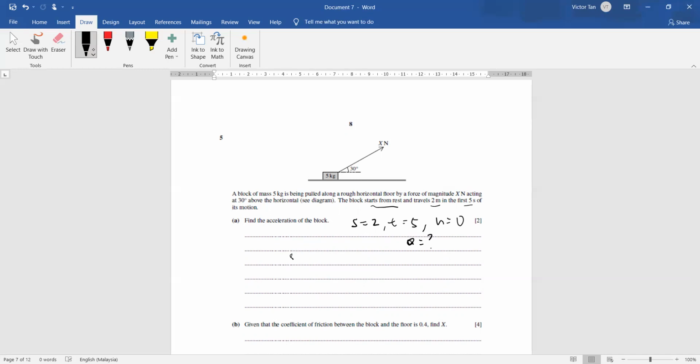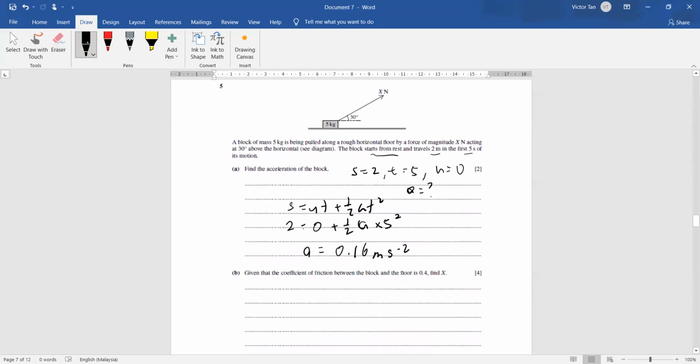So using the SUVAT formula, s equals ut plus half at squared. You have 2 equals 0 plus half times a times 5 squared. So solving this, you get 0.08. I believe that's the answer. Now, 0.16. 4 over 25. 0.16 meters per second squared.